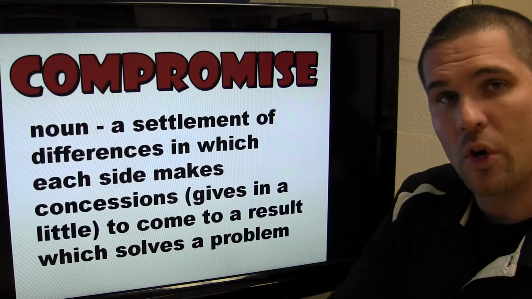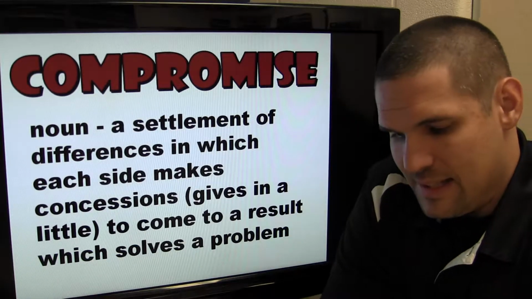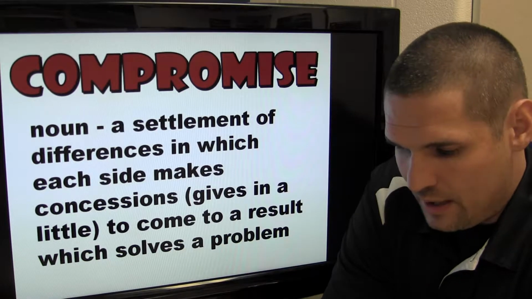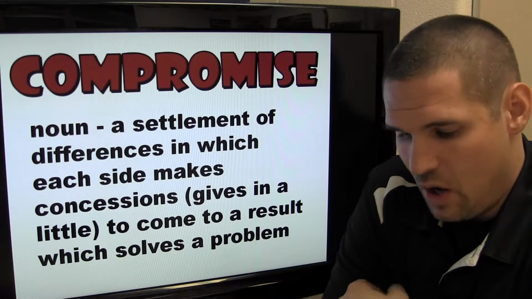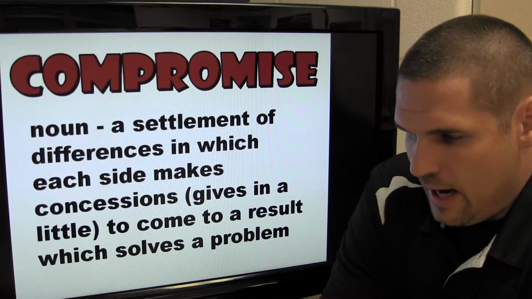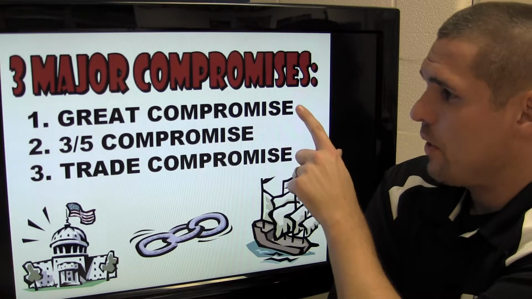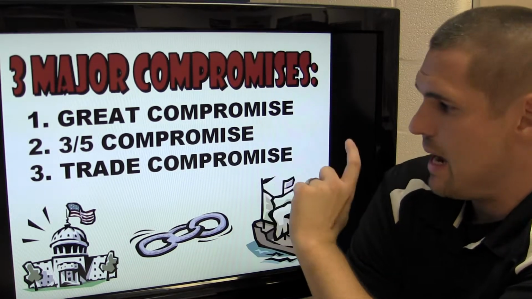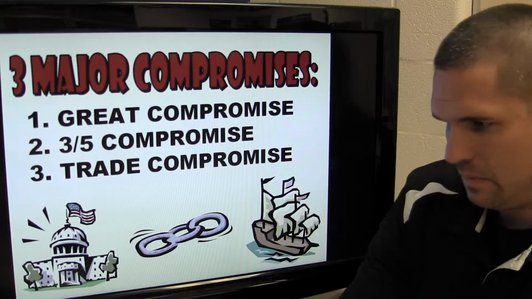Take a look at the word compromise. It's a noun: a settlement of differences in which each side makes concessions or gives in a little to come to a result which solves a problem. And the three major compromises we're going to look at from the convention were, number one, the Great Compromise, number two, the 3/5 Compromise, and number three, the Trade Compromise.